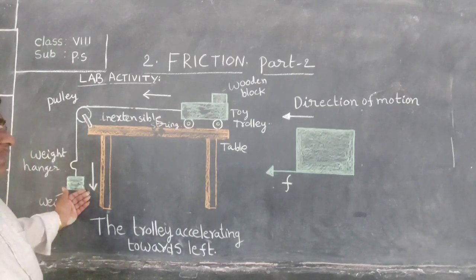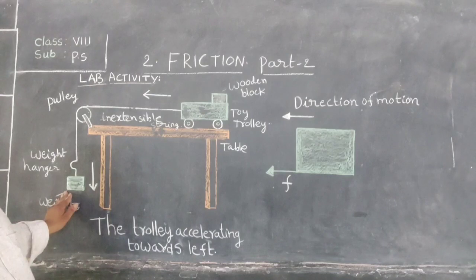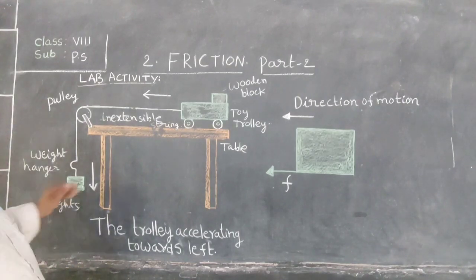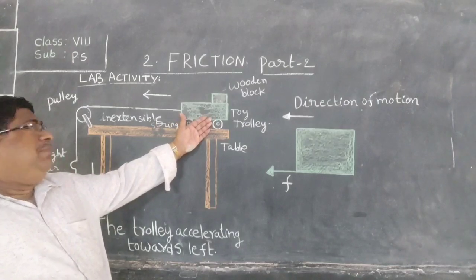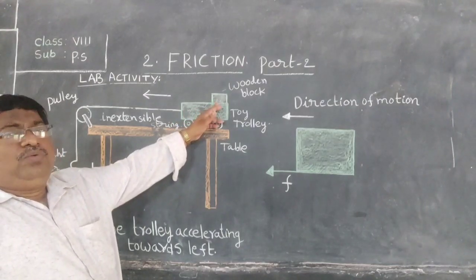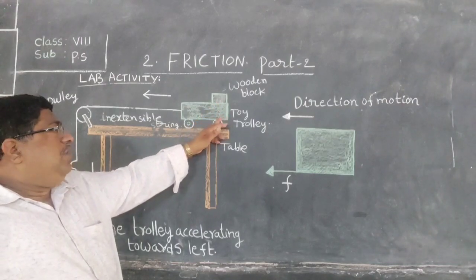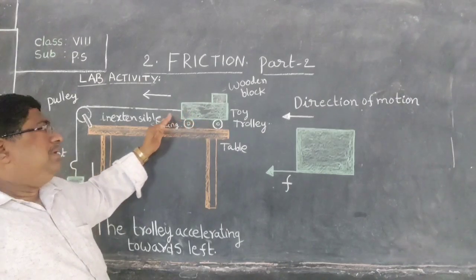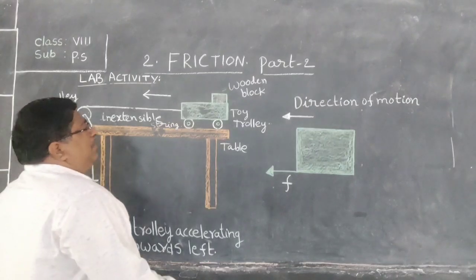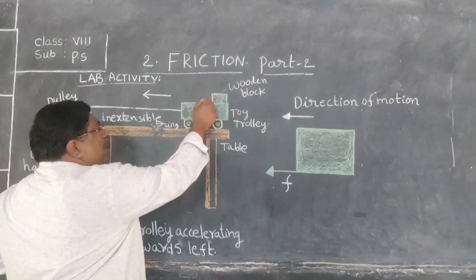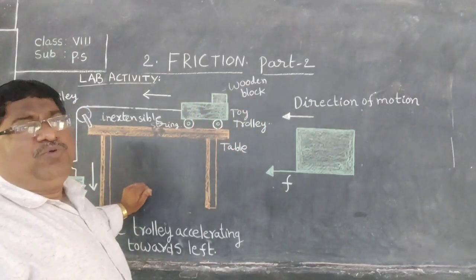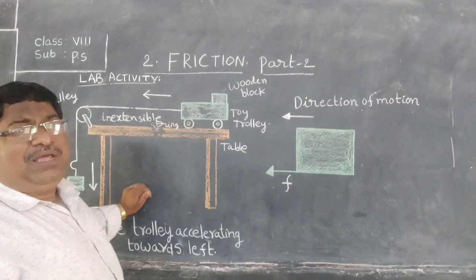Now we can increase the weights on the weight hanger. If we add more weights to the weight hanger, what happens? For some time the block also moves along with the toy trolley. The block is at rest only. But after some time, what happens? This block moves in the right side direction.